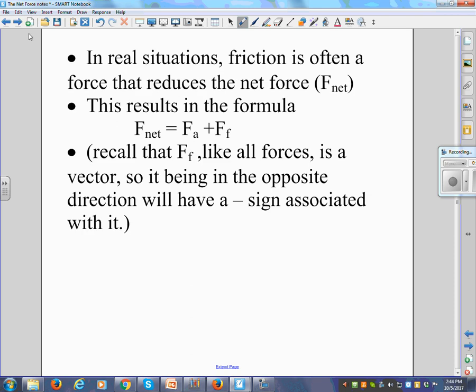Okay. Now in real situations, friction is often a force that reduces the net force, right? This results in the formula F net equals Fa plus Ff. But really, this is no different than F net is equal to F1 plus F2, right? It's just adding more and more forces. It's just that we use this one so much that we tend to consider it a formula. And recall that Ff, like all forces, is a vector, so it being in the opposite direction will have a negative sign associated with it, right? The Ff should be negative, but let's write it as add because we're really adding vectors.